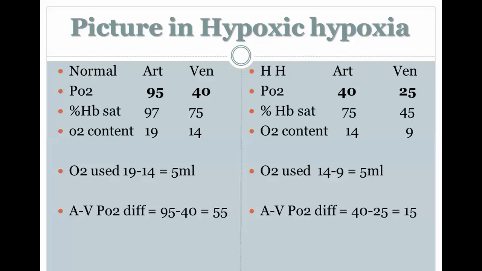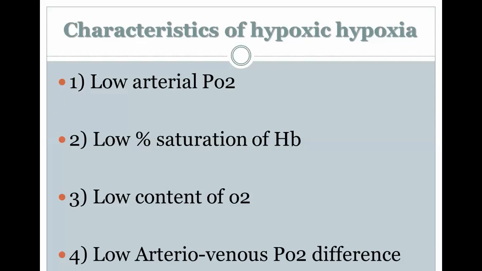The AV PO2 difference is very low, small. Characteristics of hypoxia: low arterial PO2 as we said, low oxygen saturation of hemoglobin as we said, low content of oxygen, high extraction to maintain the same uptake, it's not written here, and the low arteriovenous PO2 difference. انه gradient مقلب.